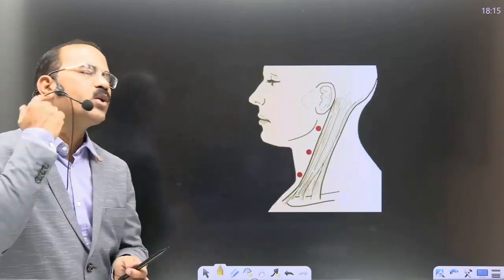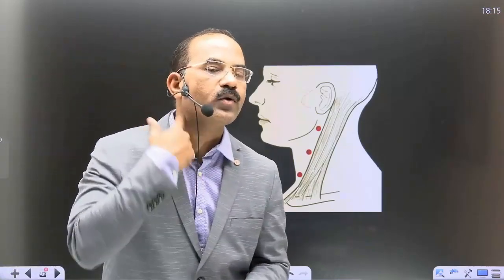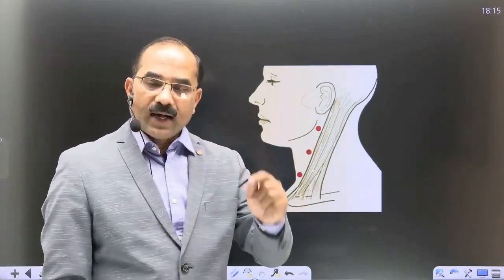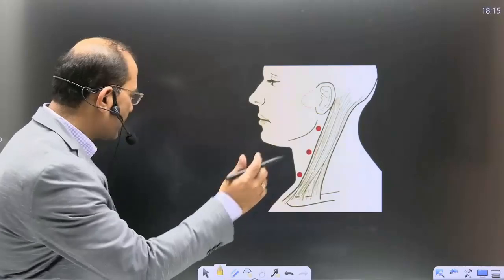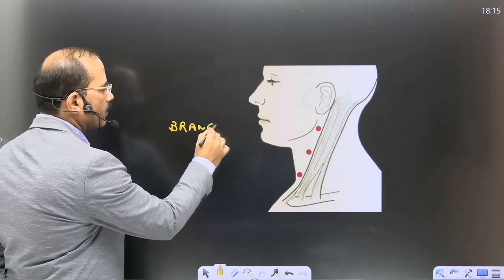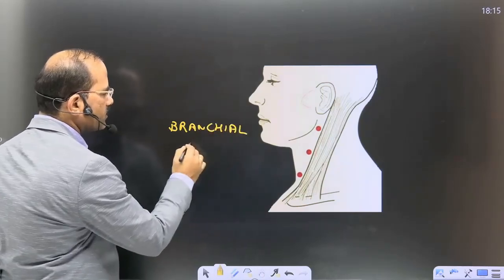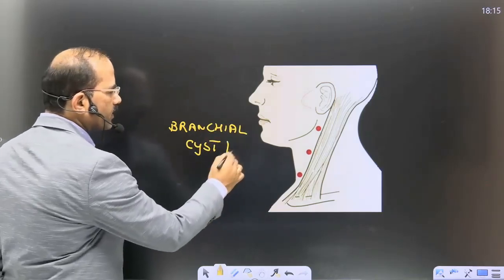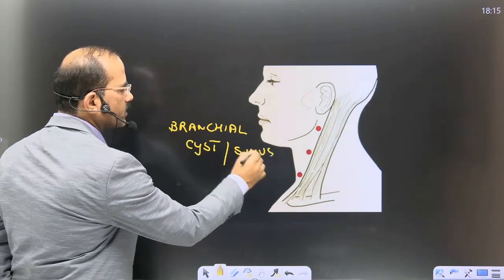We get an opening on the anterior border of sternocleidomastoid. Look at that. That's an opening at the anterior border of sternocleidomastoid, and this is what we call a branchial cyst, or a sinus.